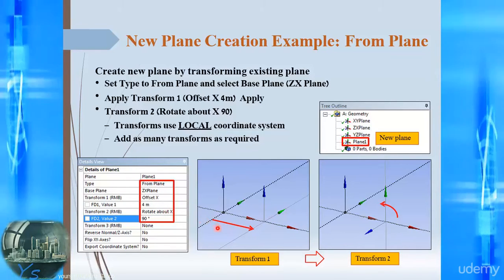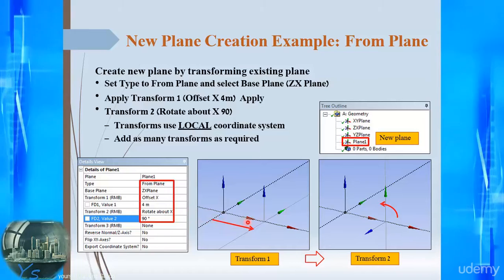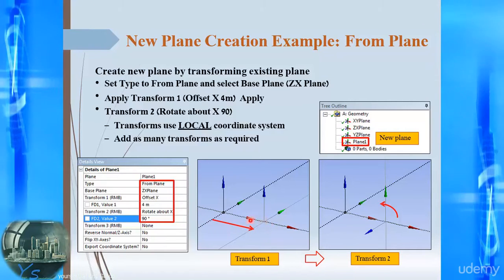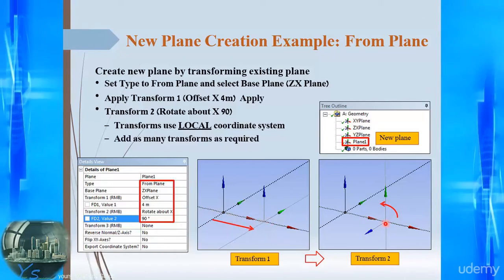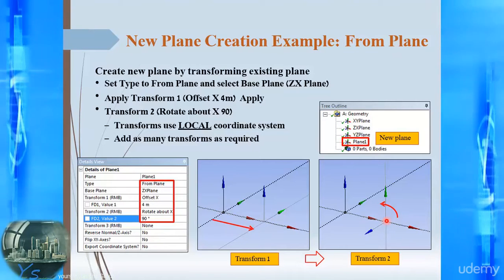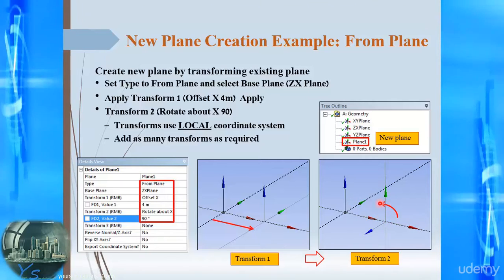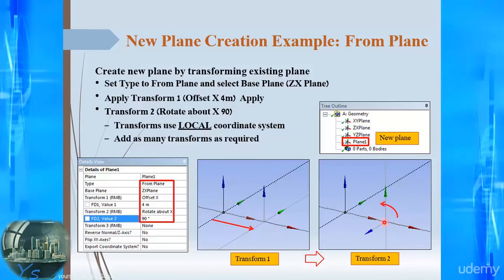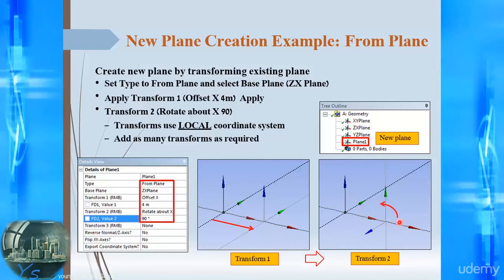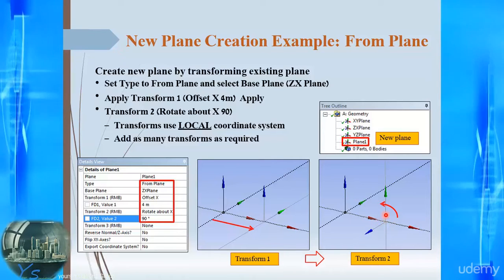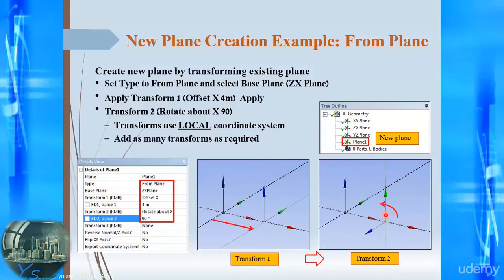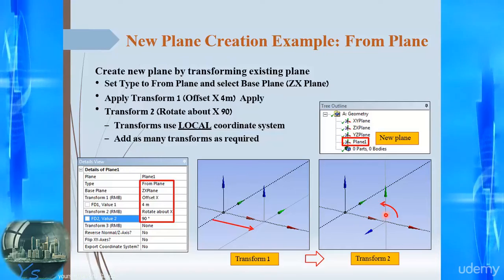So here is the first transform, which is the offset. This is the new plane based on the old plane, and here then we can see a rotation as well around 90 degrees. So you can see that the arrow, the vector direction for the local coordinate system, or the plane here, has rotated also by 90 degrees as well. And we can do as many transforms as we need to in order to define that new plane.